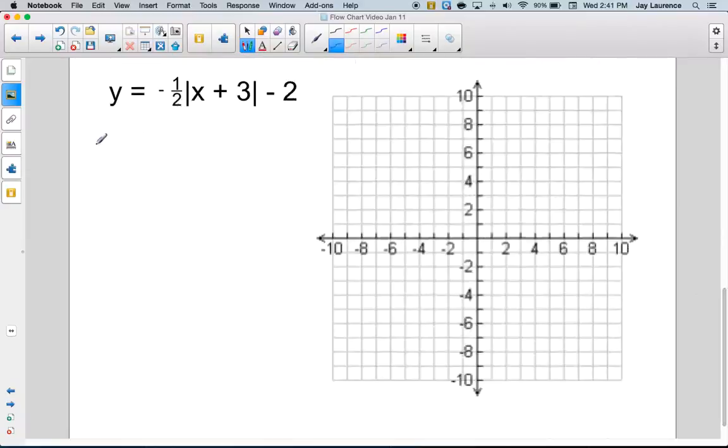So again, first thing we're going to do is find our vertex. I know Mr. Lawrence said that the -2 is the y-coordinate of the vertex. And to get the x-coordinate of the vertex, I need whatever will make that 0. I think -3 would make that 0. So the vertex is going to be at (-3, -2).